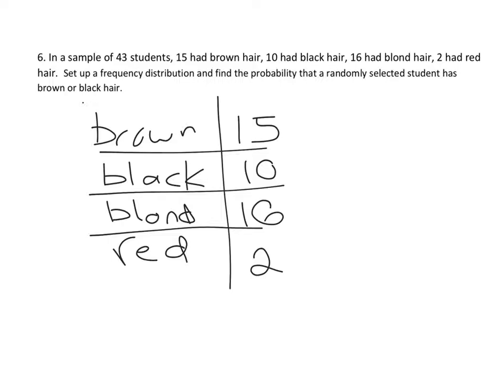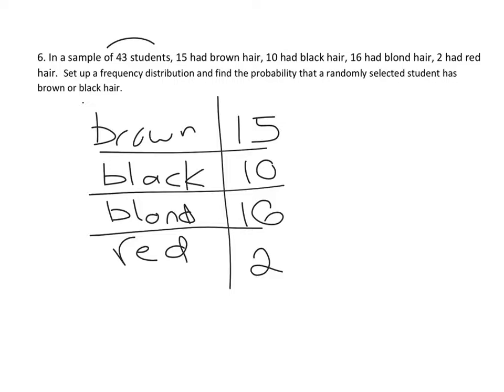Now, it's not a bad idea to just double check and see that these numbers add up to 43, right? They're telling us there's 43 total, but let's just maybe double check. 15 plus 10 is 25. Adding 16 takes us to 41. Adding 2 takes us to 43. Okay, so that makes sense. There's 43 total students, right?